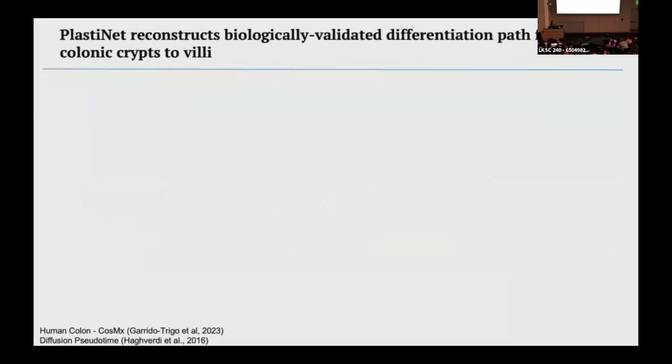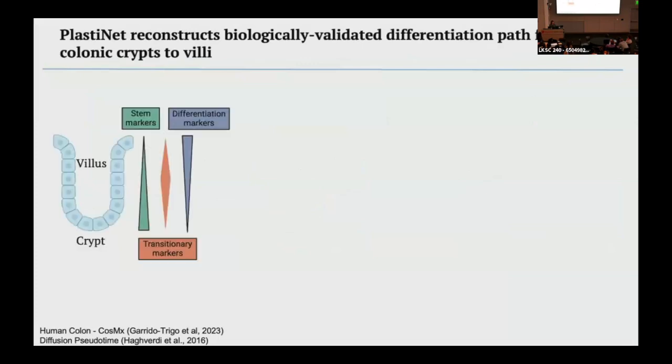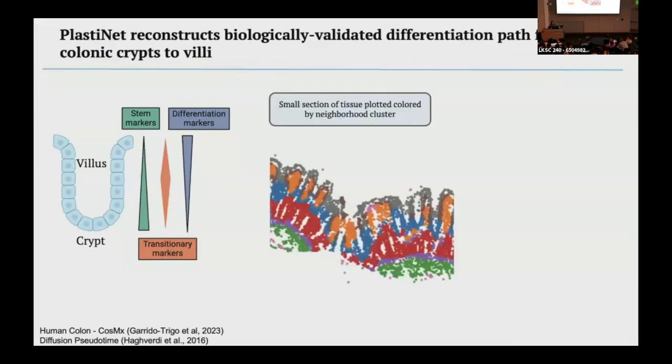To validate our approach, we applied PlastiNet to a well-studied system, the colon, which has well-defined spatial and transcriptional differentiation paths. Cells move from the crypt, where the stem cells reside, up to the villus, where fully differentiated cells are shed. When clustering the spatially aware embedding into neighborhoods, we observed distinct layers across the tissue, the bottom layer representing the submucosa, followed by the stem cell crypt, and so on.